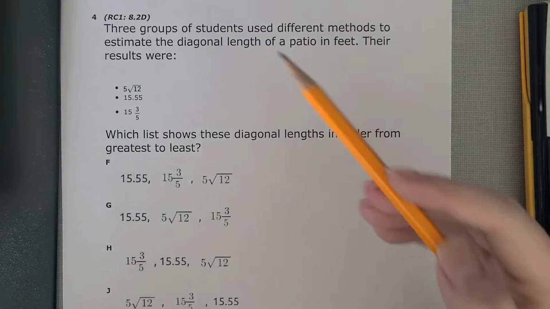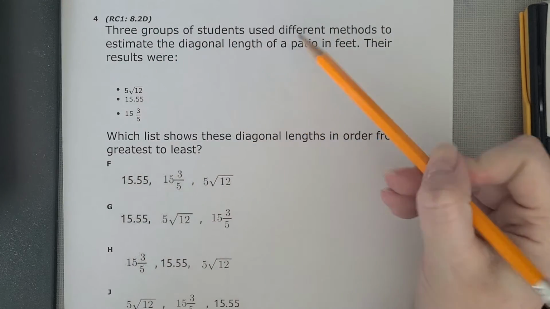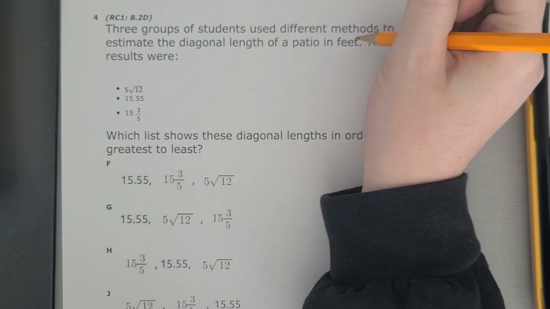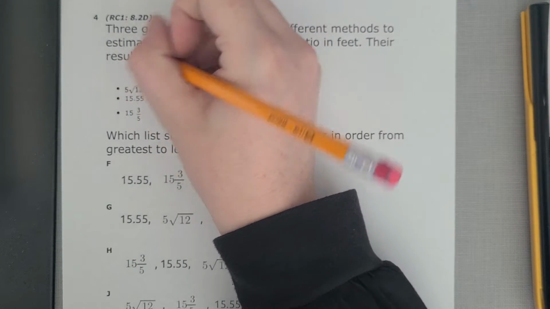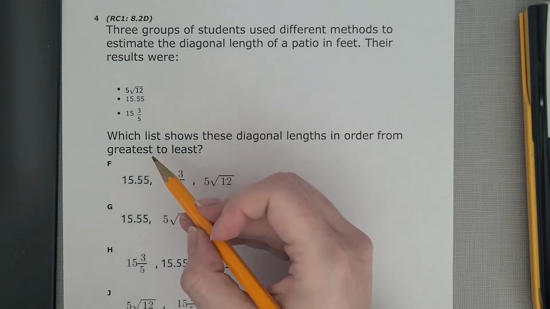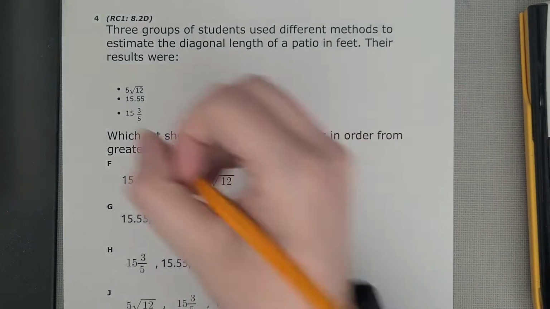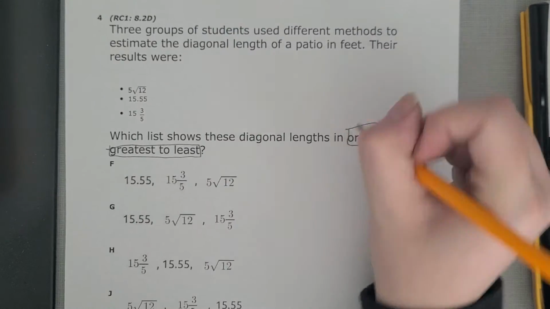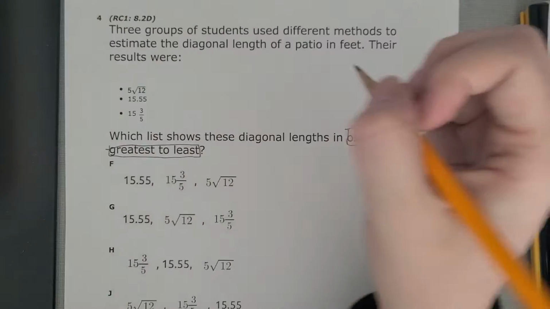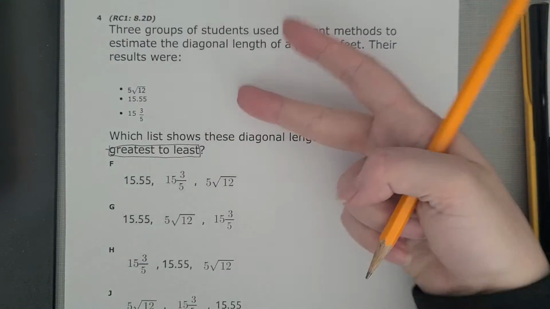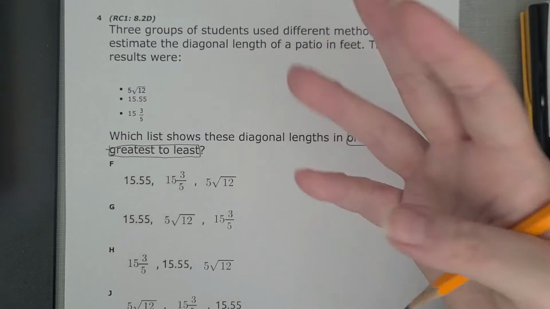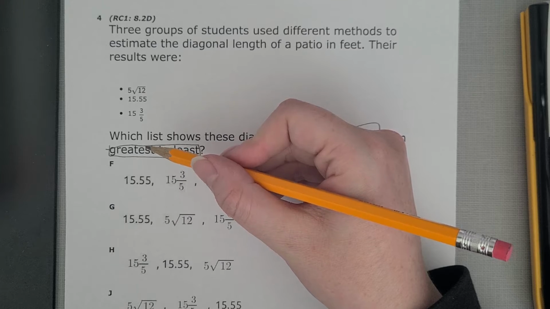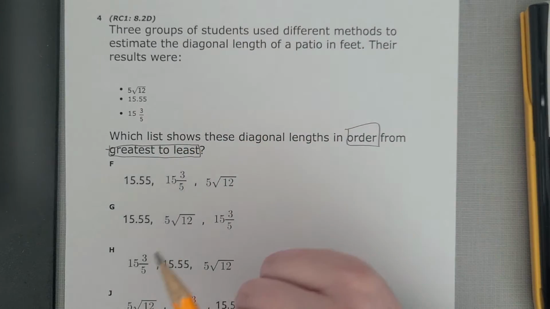All right, number 4 said 3 groups of students use different methods to estimate the diagonal length of a patio in feet. Their results were these 3 numbers. Which list shows these diagonal lengths in order from greatest to least? Okay, that's telling me I'm ordering numbers. I need to convert to decimals. I need to line them up, fill in those placeholder zeros, and then compare. And on top of all that, we're going to start with the greatest number first and end with the smallest.